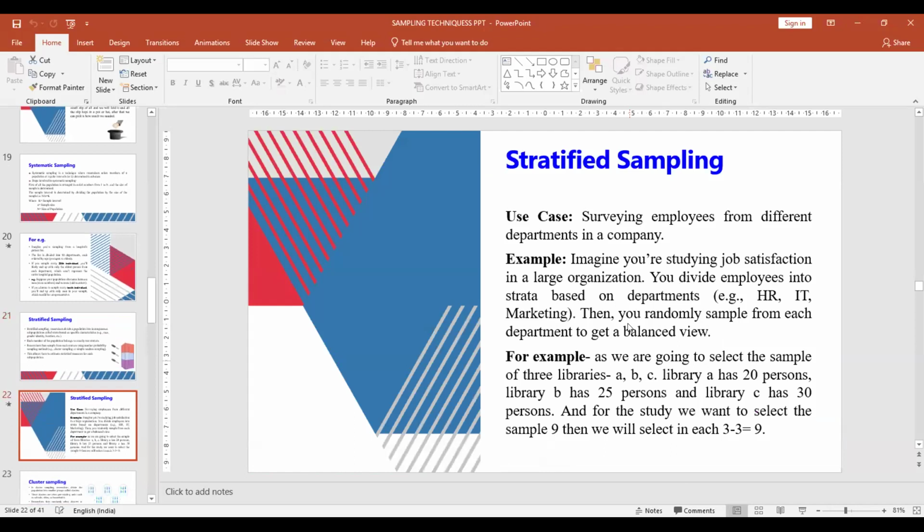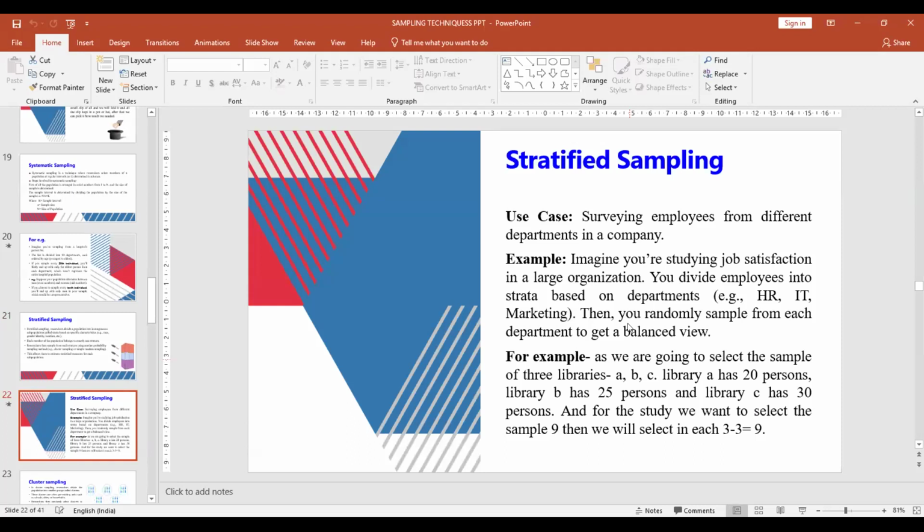Imagine you are studying job satisfaction in a large organization. You divide employees into strata based on the department, maybe HR, maybe marketing. If you choose HR, you only take the data from the HR employees. If you take the data from marketing, only marketing. Then you randomly sample from each department to get a balance. Another example, I'll go.